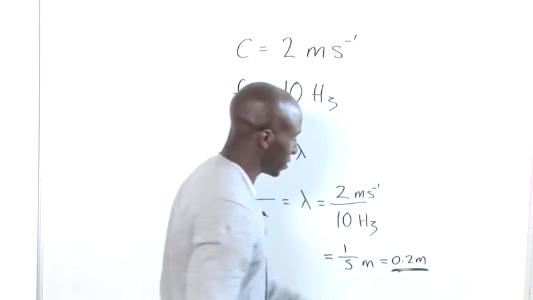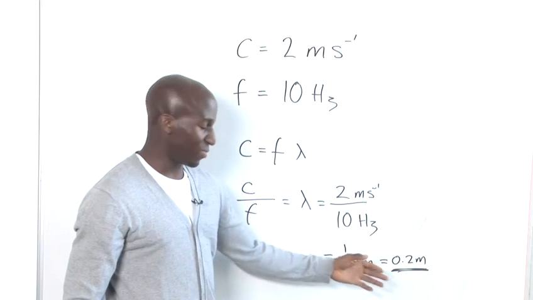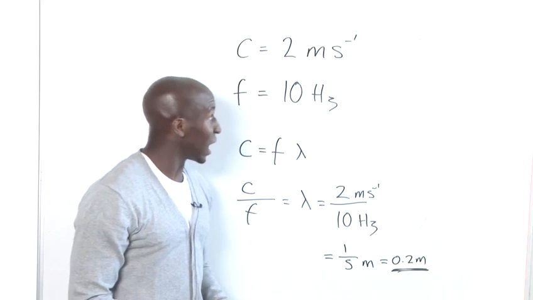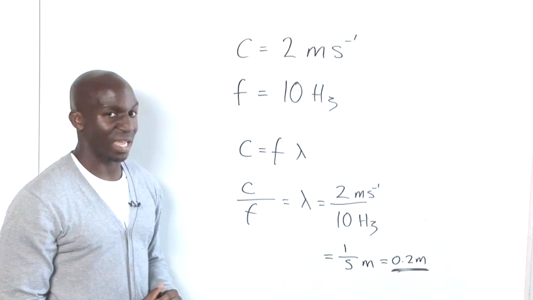And this will be the wavelength of your wave within your swimming pool. And that is generally how to calculate the wavelength of an oscillation.